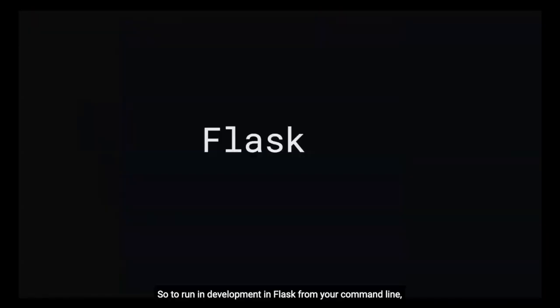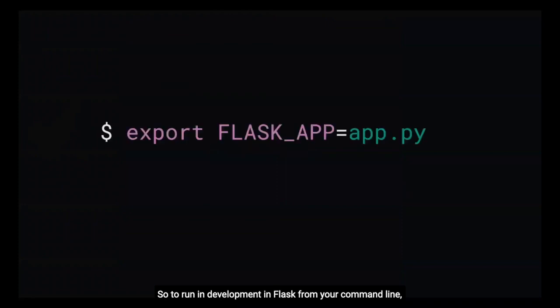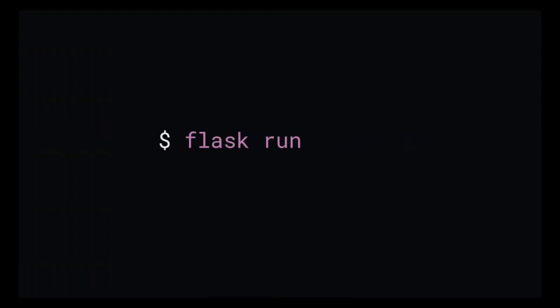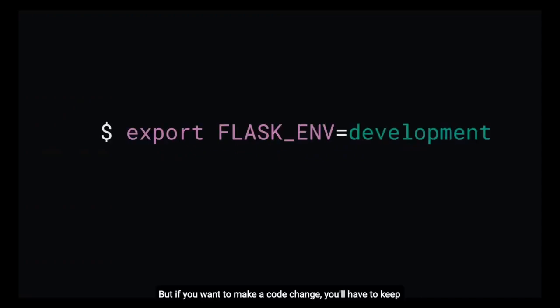So to run a development server in Flask, from your command line, you have to export your main Python file, right? Which in this case is app.py. You run the Flask development server by running flask run. But if you want to make a code change, you'll have to keep restarting the development server every time. And in order to keep the development server running, you have to export development into the FLASK_ENV variable. Like so.